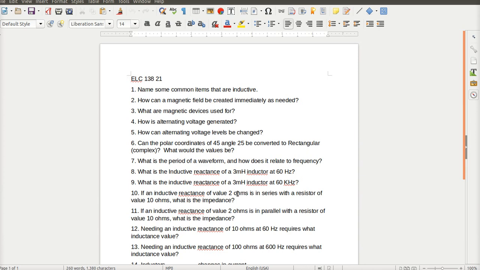If an inductive reactance of 2 is in parallel with a resistor of 10, what is the impedance? Now, this is the same formula that we've had in the past, where you do the 1 over 1 over, except your inductive reactance will have the imaginary operator, the I or the J, whichever you choose to use, and you still have to come up with a common denominator. It's just a little more complicated of a problem. Okay?